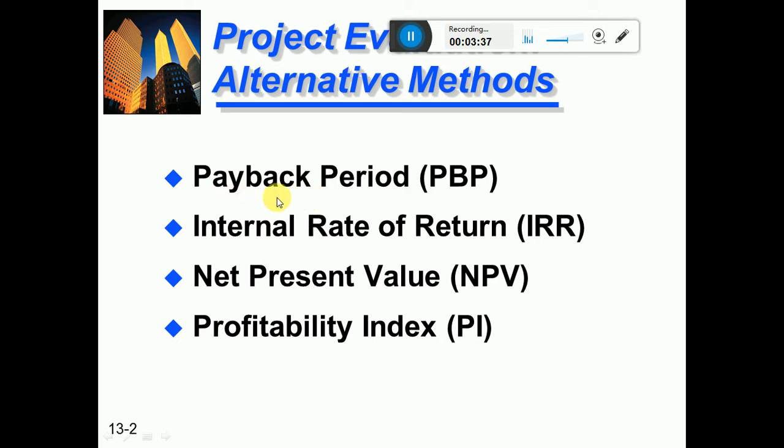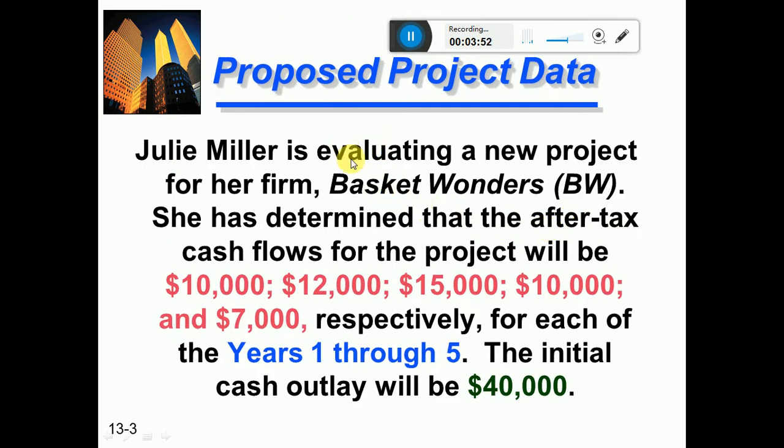So the first technique we are working on is the payback period. Simply you can write PBP, as payback period. So what is payback period? Before explaining the payback period, here is one example. Julie Miller is evaluating a new project for her firm, Basket Wonders, BW. She has determined that the after-tax cash flows for the project will be 10,000, 12,000, 15,000, 10,000 and 7,000.